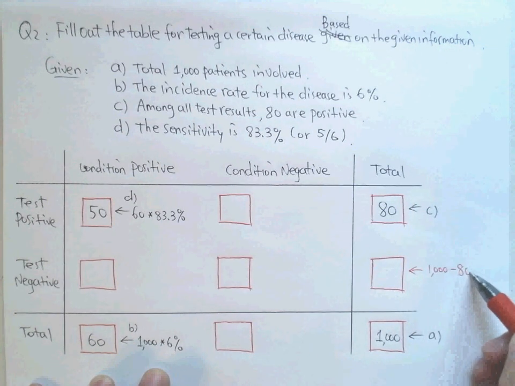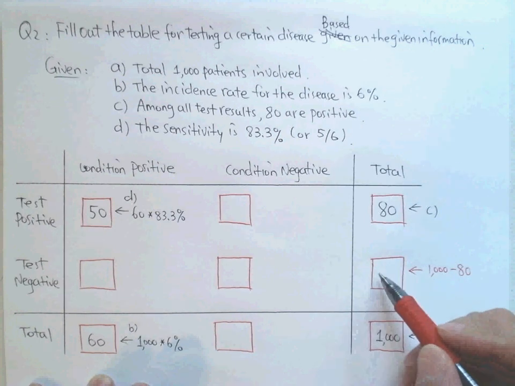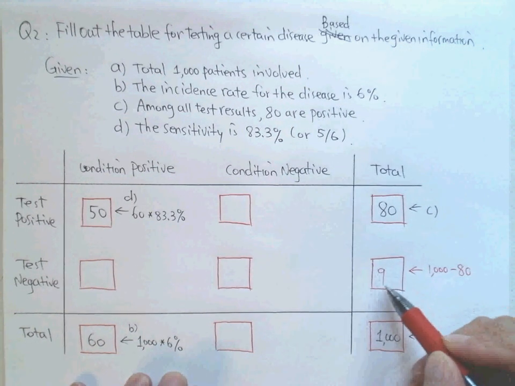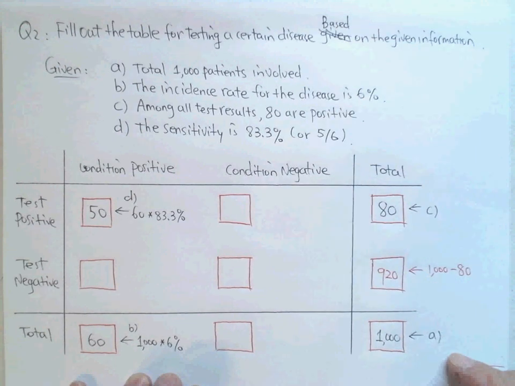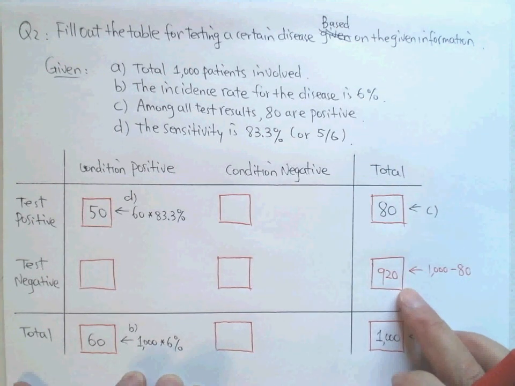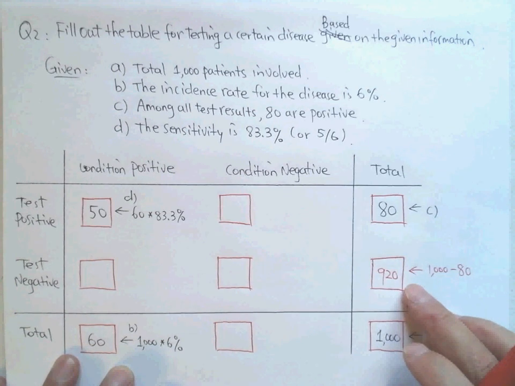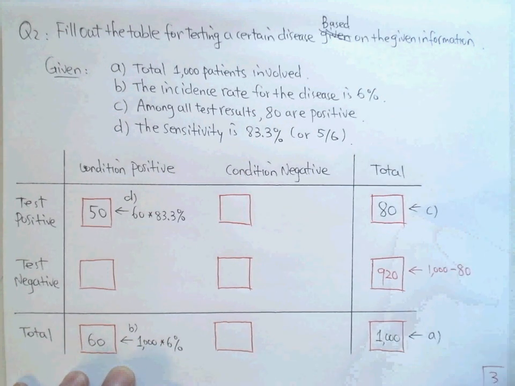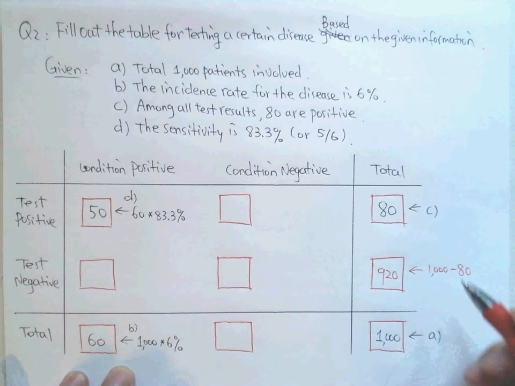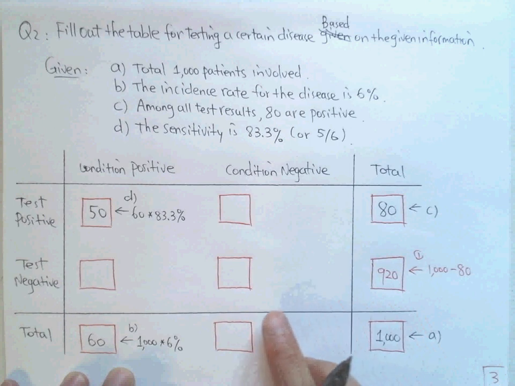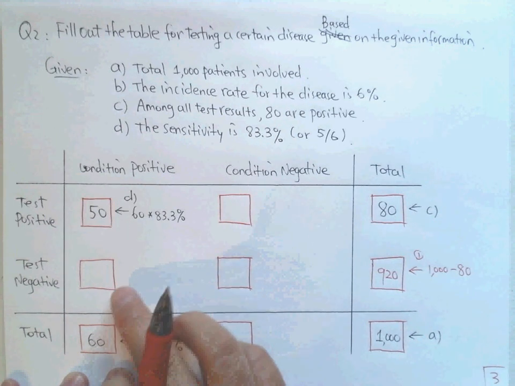Definitely, this total is 1,000. So I have to use 1,000 minus 80, right? Good. How many do we get? So we should get 920. So up here is 920 first. 920 is all the negative tests. 920 negative tests, 80 positive tests. The total test is 1,000. I say this is the first step.